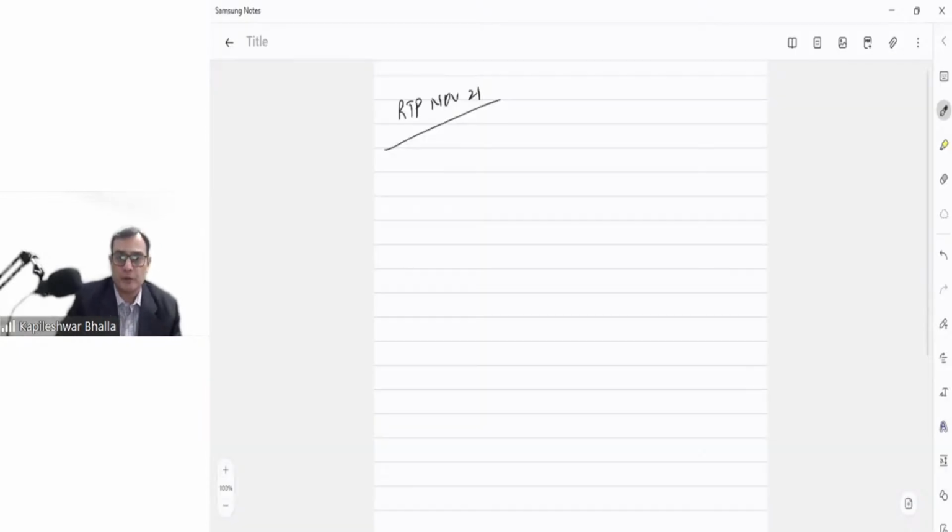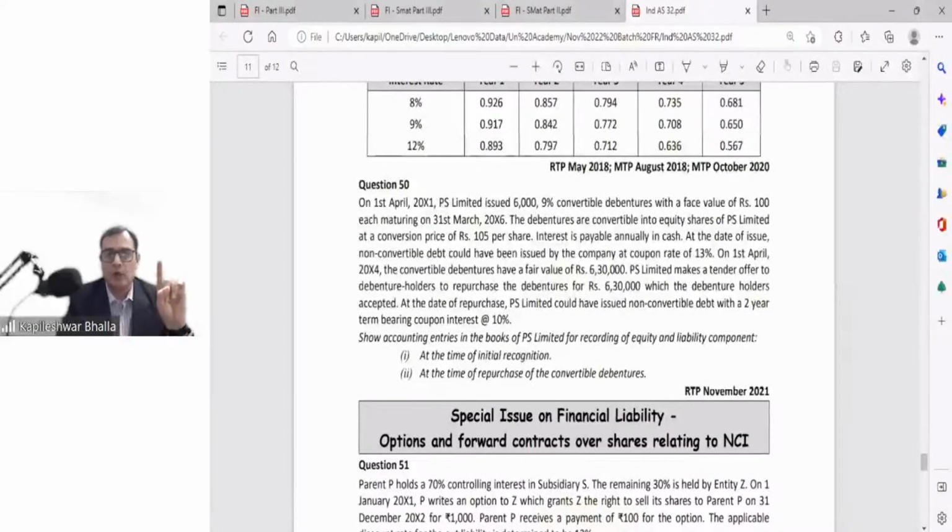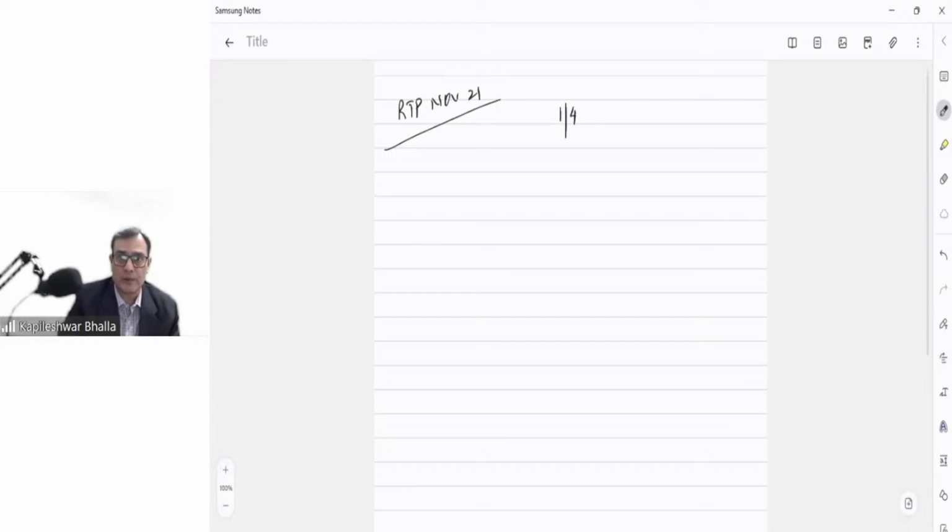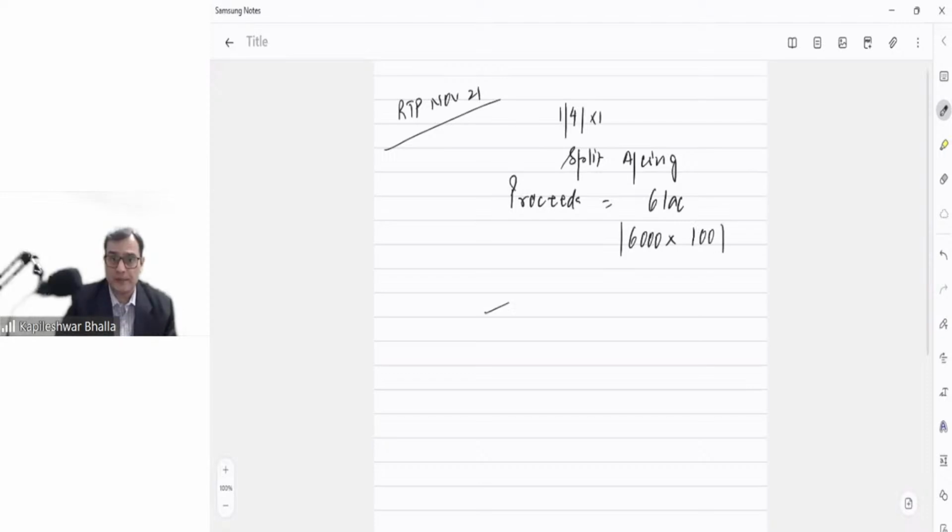Now, first of all, at the time of split accounting, on 1st April X1, the convertible debentures were issued. So we consider 1st April X1, we are doing the split accounting. And when we're looking at the split accounting, we first take the proceeds as a base. And we know the proceeds are 6 lakh. The company issued a total of 6,000 debentures with a face value of 100 each. And we're going to split this into the financial liability element and the equity component as usual.